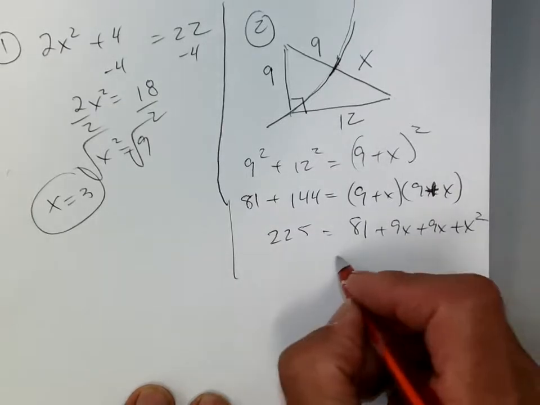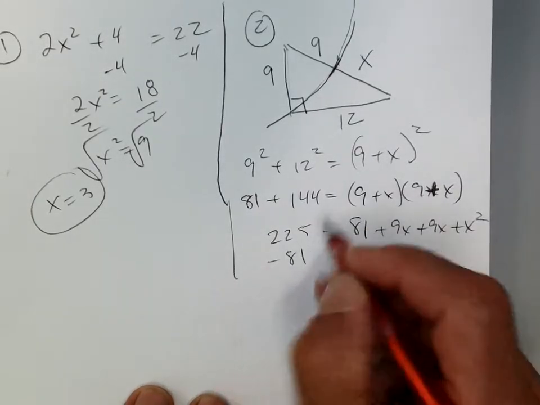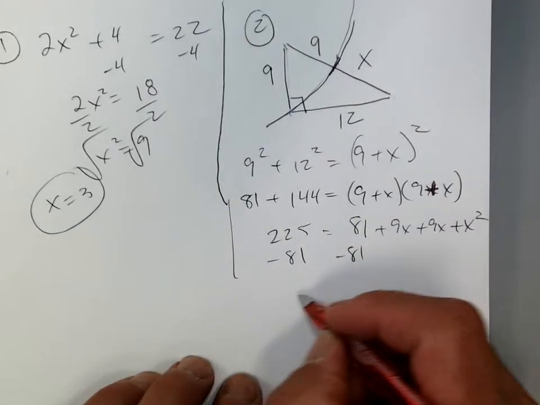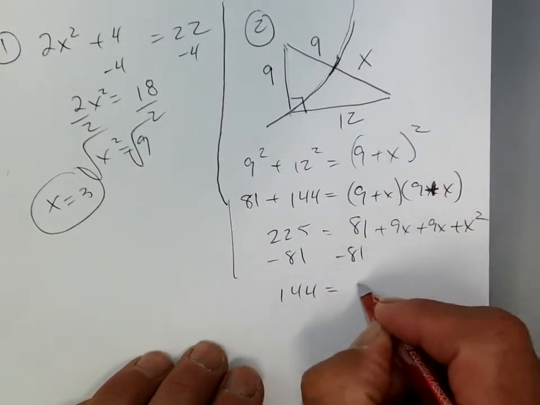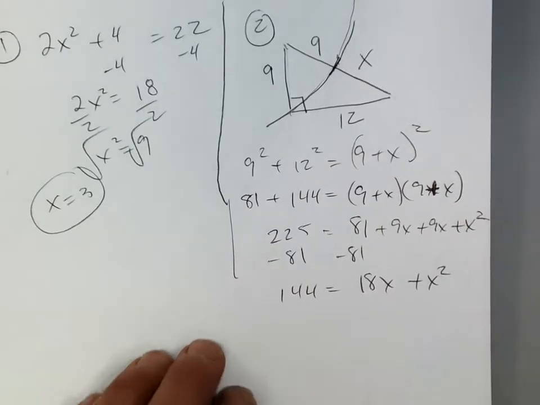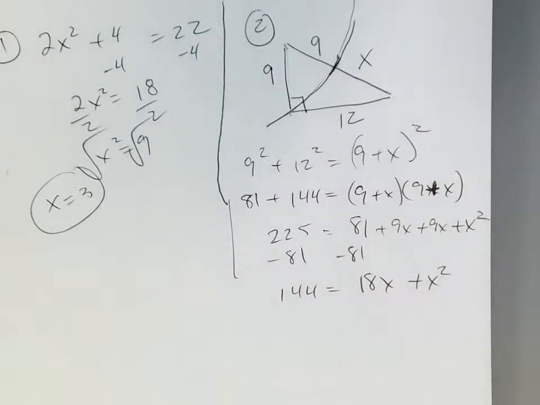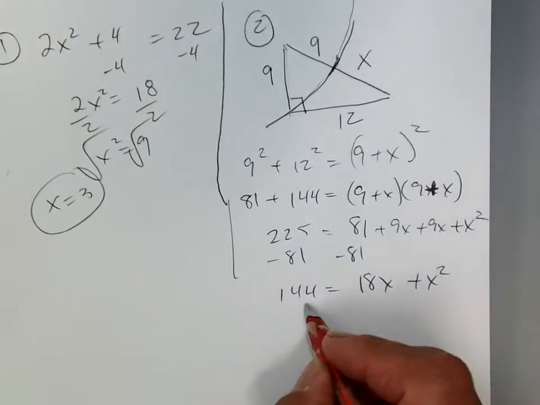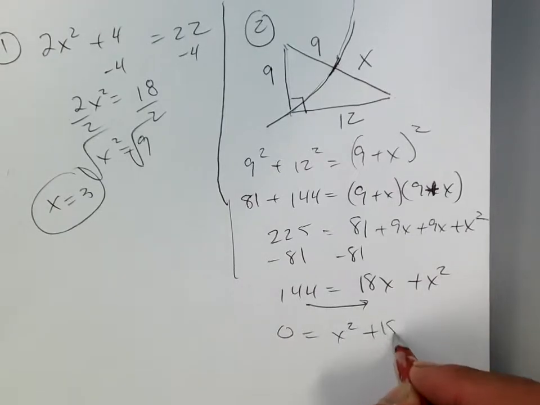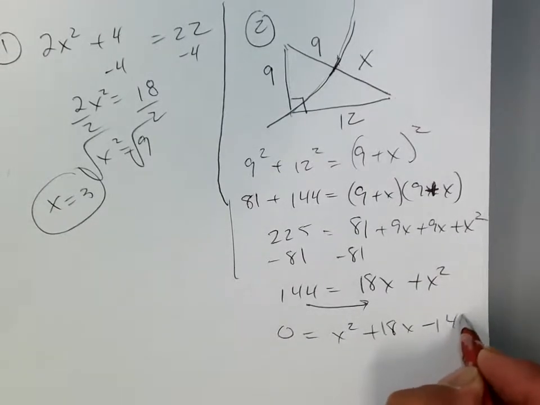Yeah, subtract 81. Great idea. Okay, 225 minus 81. Yeah, Artum, you're on top of this. 144 equals 18x plus x squared. Now, here comes the bummer, okay? We're going to have to factor. So I'm going to bring over the 144. 0 equals x squared plus 18x minus 144.